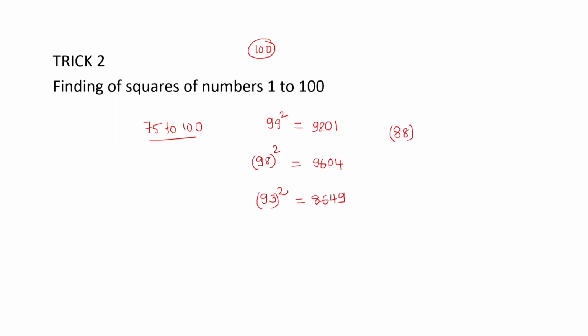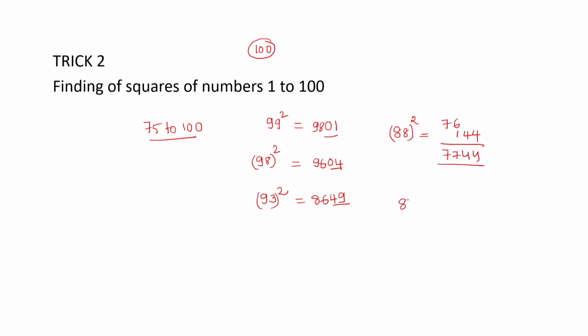Then 88 square. What is the difference between 100 and 88? That is 12. Write down 12 square here, 144. In previous cases, we were getting only 2 digits. Now we are getting 3 digits. In this case, how do we find the squares? So I'll explain now. 12 square is 144. Subtract 12 from 88. Write down 76 here. So 7744. If you are getting 3 digits, we'll do it like this.